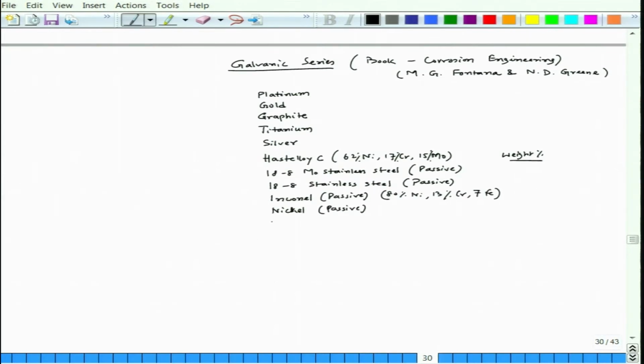passive, and interestingly they have clubbed like this. In fact, they have clubbed this one, but this one they have kept separate. Okay.